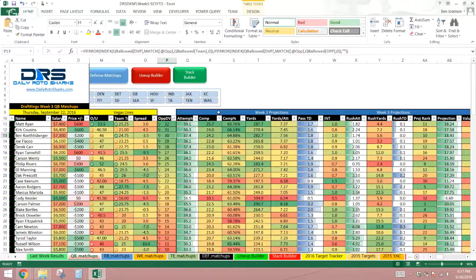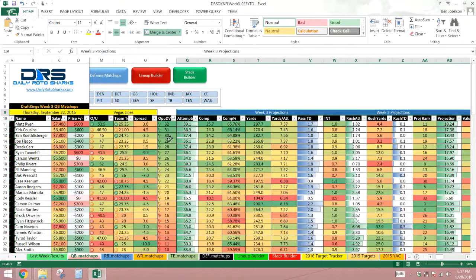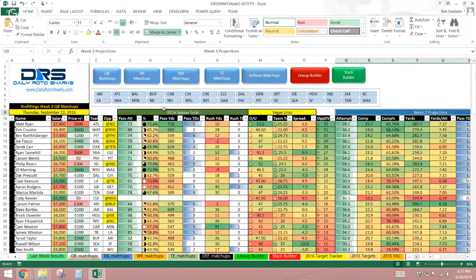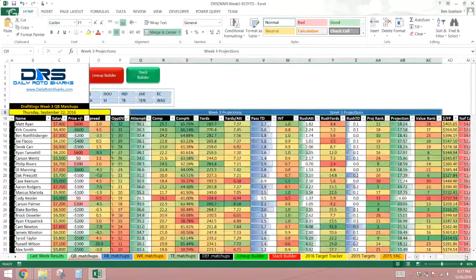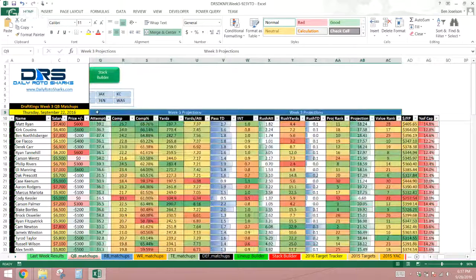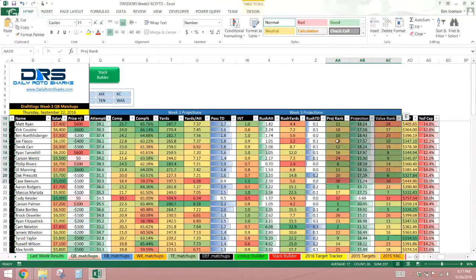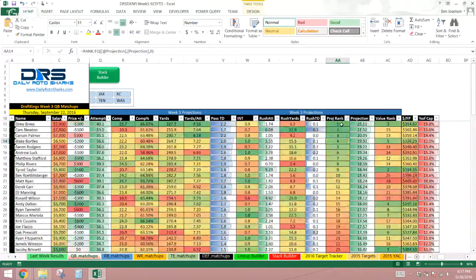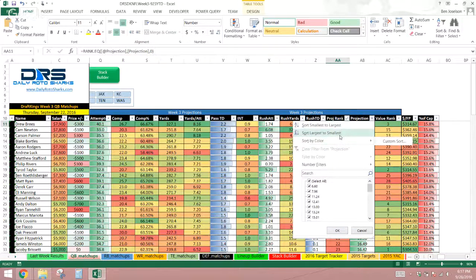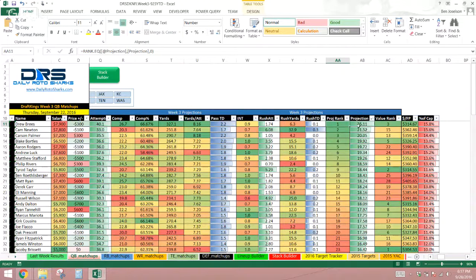And then these are our projections. So these are the totals over here, what they have done, and these are what we project them to do for the week: attempts, completions, yards per attempt, passing touchdowns, interceptions, rushing attempts, rushing yards, rushing touchdowns. Then you get into the projection numbers here. So projected rank. We projected Breeze to be number 1, Newton number 2, Palmer, Bortles, Rodgers. Then you have the projections here. So these two coincide with each other. This is ranking the best projection.